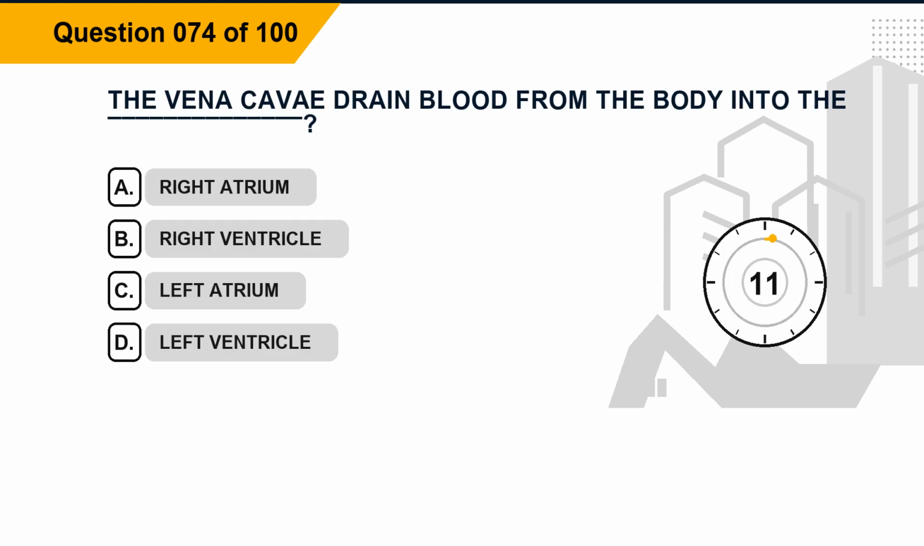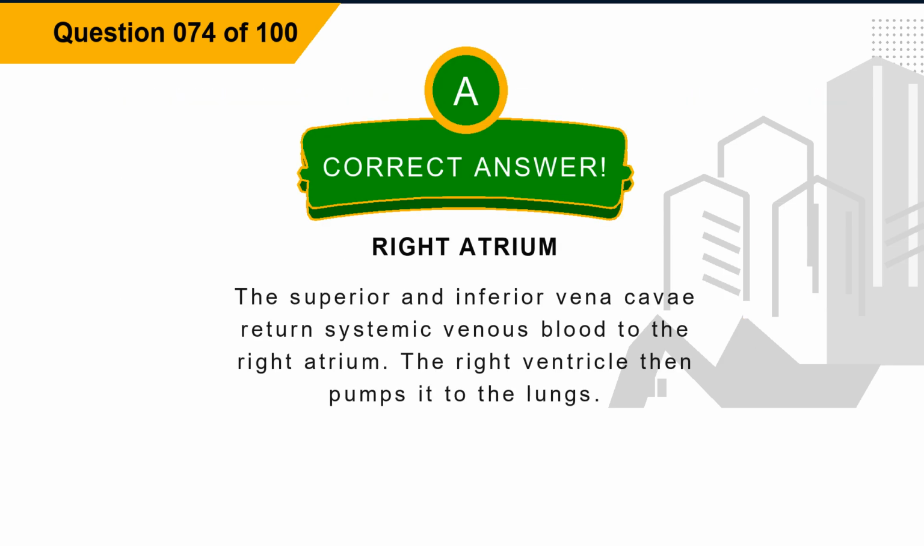Question 74. The vena cava drain blood from the body into the blank? Option A, right atrium. Option B, right ventricle. Option C, left atrium. Option D, left ventricle. The correct answer is option A, right atrium. Explanation. The superior and inferior vena cava return systemic venous blood to the right atrium. The right ventricle then pumps it to the lungs.